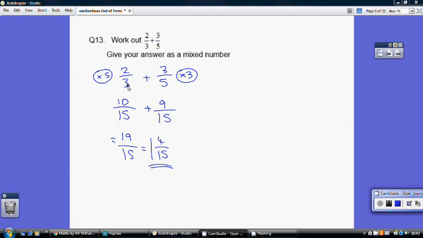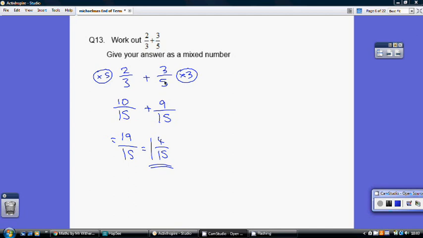So starting off with 2/3, we need to find the equivalent fraction of something over 15. So how do we convert the 3 into 15? Well, we multiply it by 5. So given that we've multiplied the denominator by 5, we've also got to multiply the numerator, the top number, by 5 as well, and 2 5s are 10. So 10/15 is an equivalent fraction to 2/3.